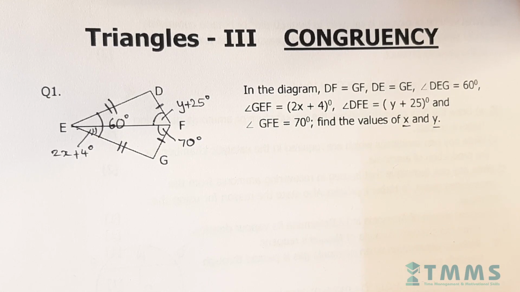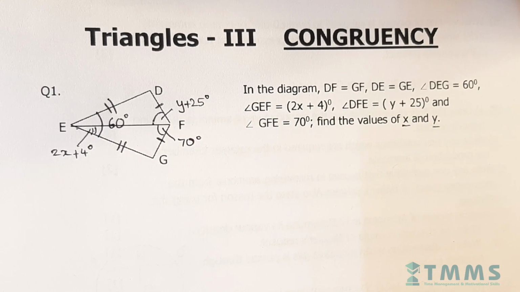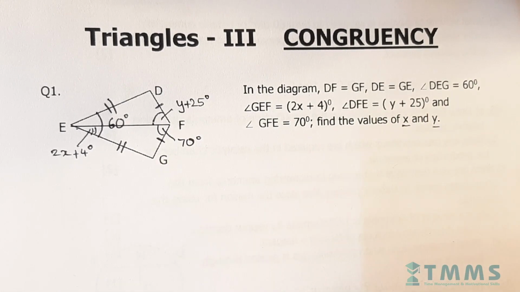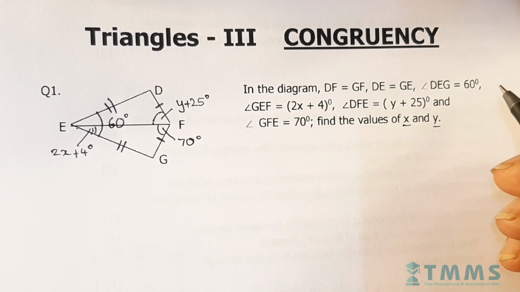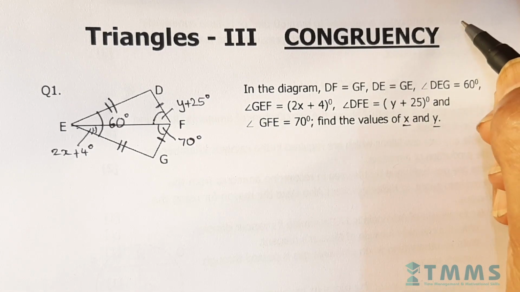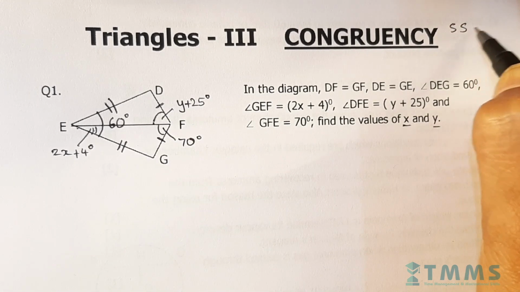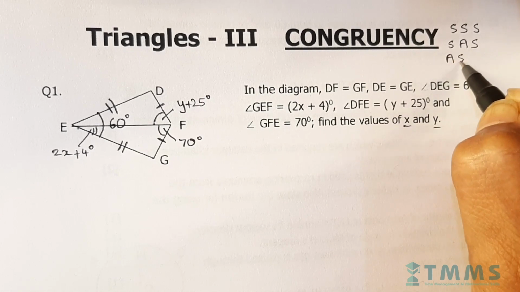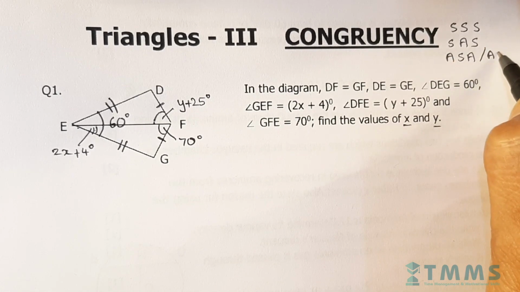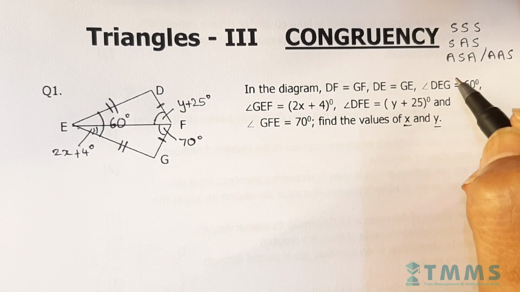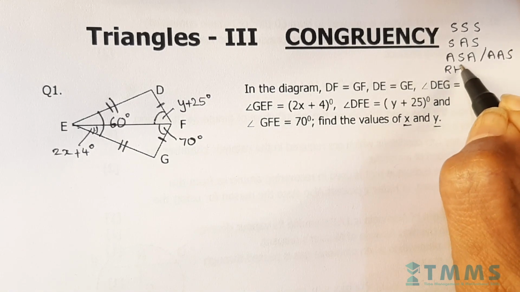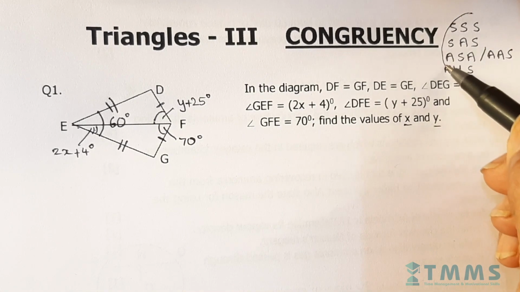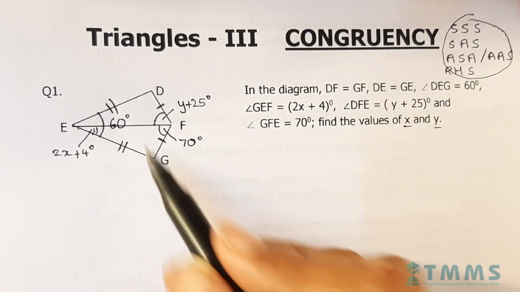Do you like this question? Well, let us see how to solve this question. Even before we begin to solve this, we must have the tests for congruency written for us. I'm writing them here: SSS, SAS, ASA, or it will be AAS, and the last one is RHS. Now you have to see which one of these is going to be applicable here.